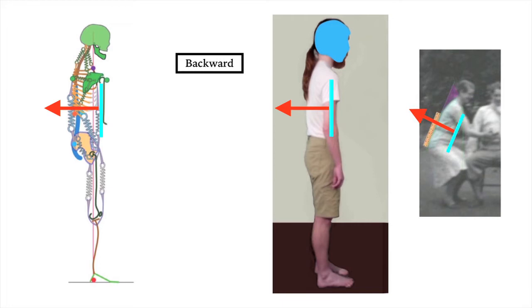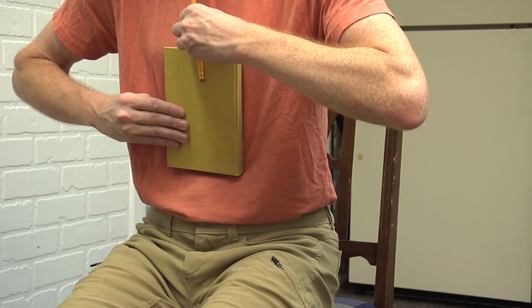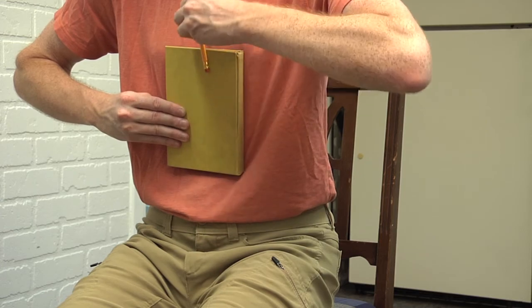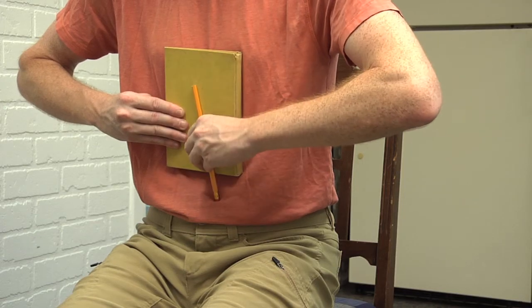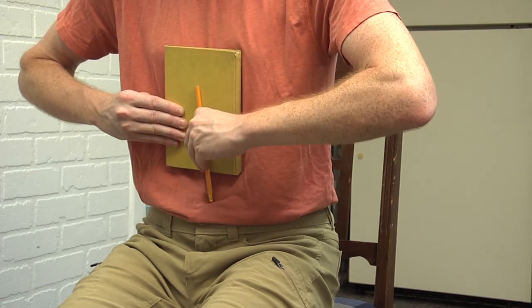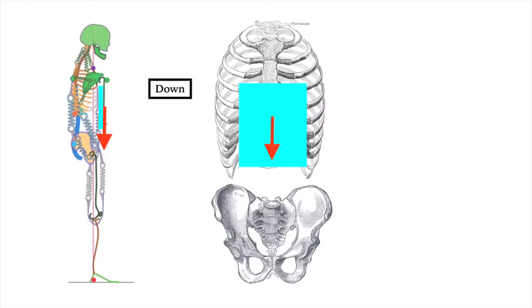The next direction is up. Please grab your pencil and show what up along the plane of the ribs would mean. Again, not a trick question. Up is up along the plane. And we also have the direction down, which is the opposite. The final two directions are inward and outward.